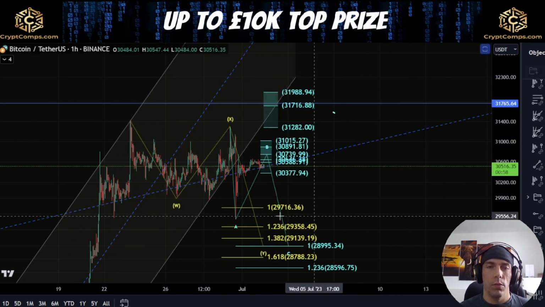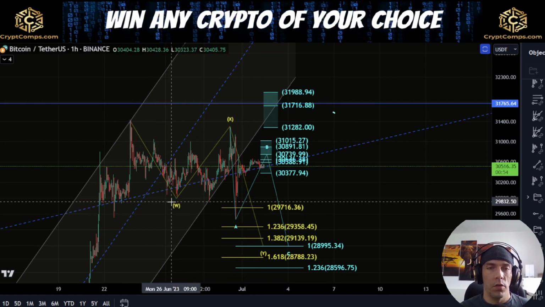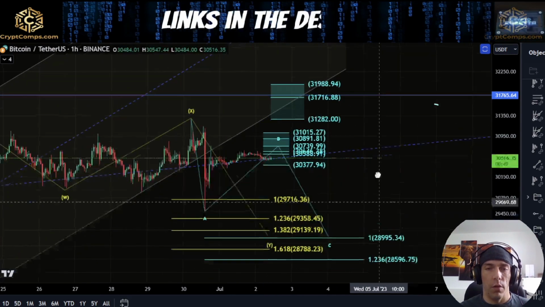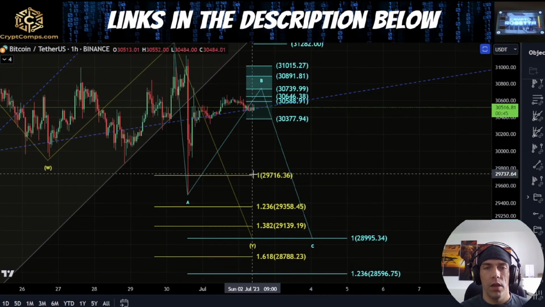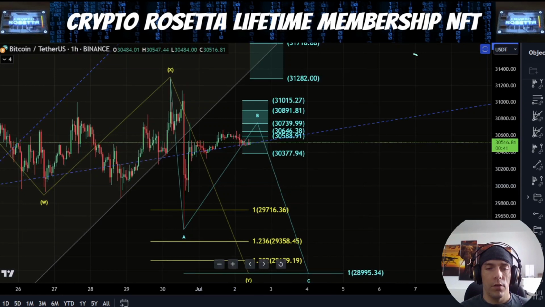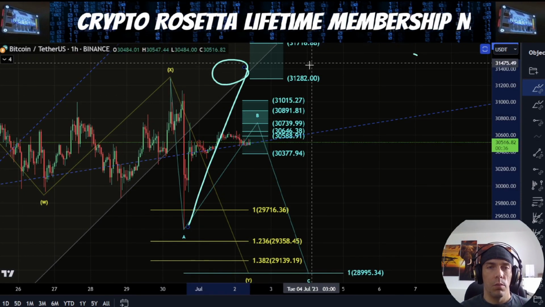Now there is also the potential that we could actually just see a push directly to the downside here, where this becomes W, this becomes X, and then we have this as A, B, and then we're looking for a C wave down. Now we did come down to the one-to-one of this move already, which is sitting here at this 29,716. And if we do actually see price reverse from this level and take this high, then potentially we could be in that other option.